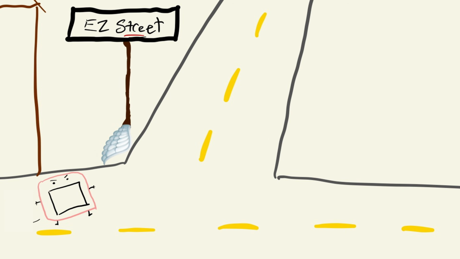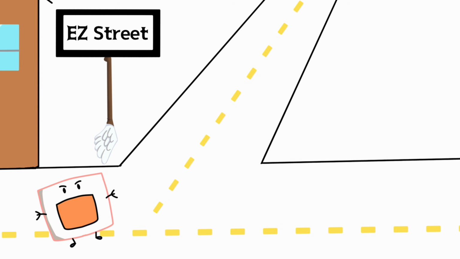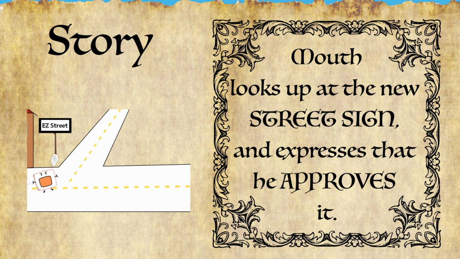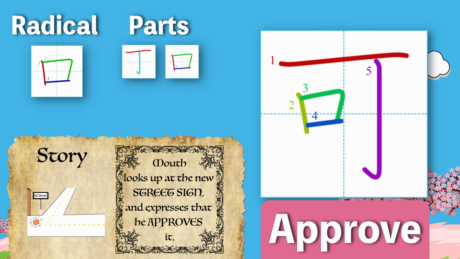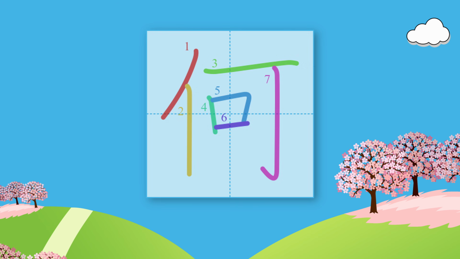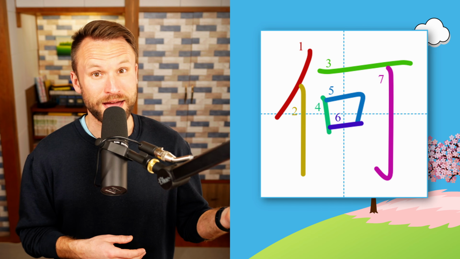For our new story created just for this video, which I promise I'll add in the first update to the Anki deck, Mouth looks up at the new street sign and expresses that he approves it. I guess they named a street after him or something, and he needs to give his approval before they officially open the street.